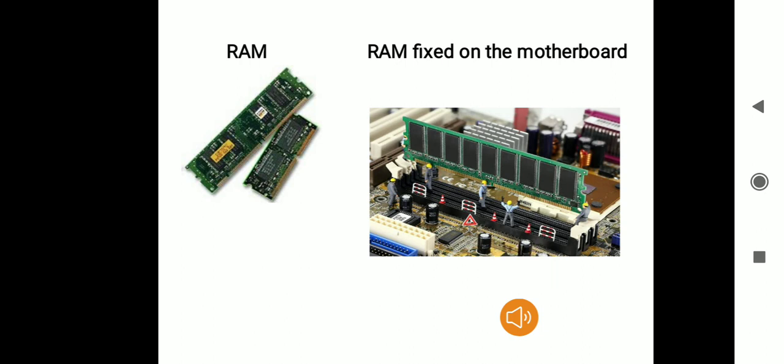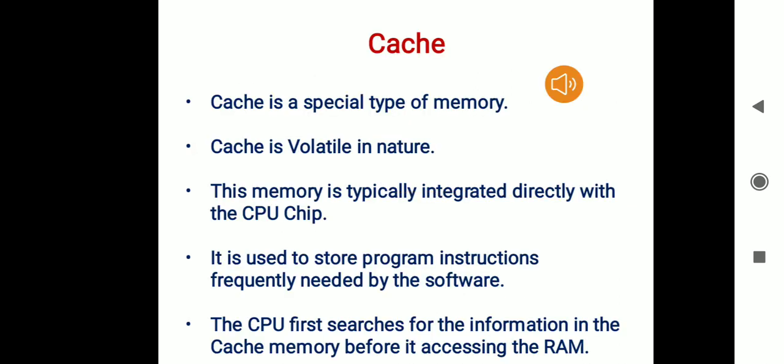The figure in this slide shows a RAM which is fixed on the motherboard. The next type of primary memory is the cache. Just like RAM, the cache is also volatile in nature. That means as long as there is power supply, the memory can hold data. But in case the power supply has been cut off, it cannot hold the data anymore.